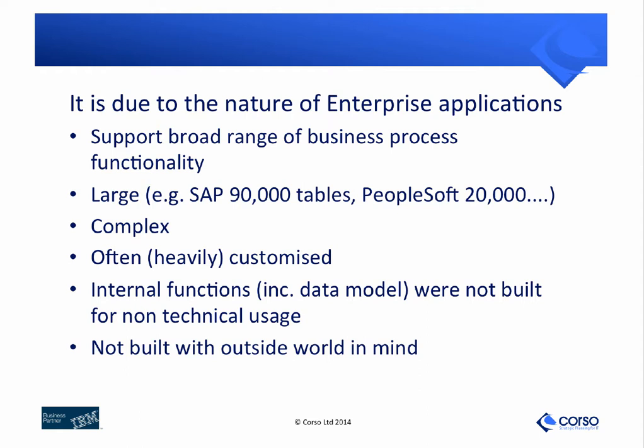Obviously that's because those systems support a very broad range of business processes, and that means that they're very large and complex. For example, if you buy SAP now, it probably comes with more than 90,000 tables in its basic native state, which obviously means that there's a very high degree of complexity. The Oracle applications are not as large, but still complex and still have a significant number of base tables.